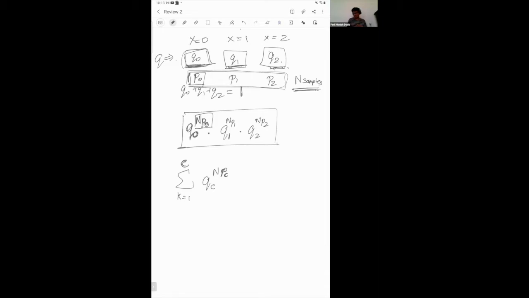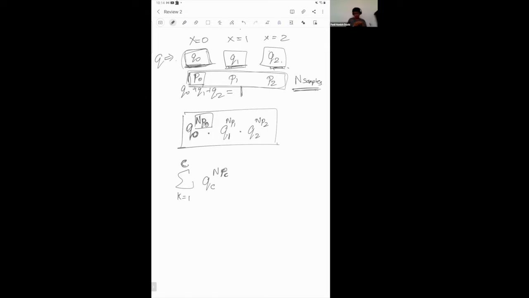Is this clear? Any questions? How did you get the product that you have written, Q0 raised to NP0? What is this? This is the likelihood of our samples going into the zeroth class.